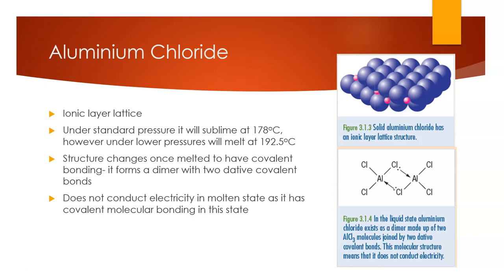The structure changes once it's melted to have a covalent structure, which is quite unique and unusual, and it forms a dimer with two dative covalent bonds, as we've seen shown in this diagram here, where the covalent bond is actually being formed by the chlorine donating both electrons to the aluminium and forming this square dimer structure. It doesn't conduct electricity in a molten state, as it has covalent molecular bonding in this state, so that's an exception to make a note of.